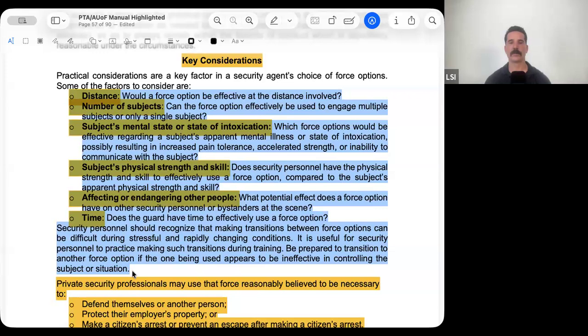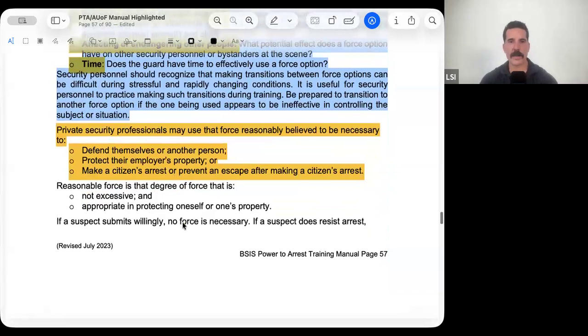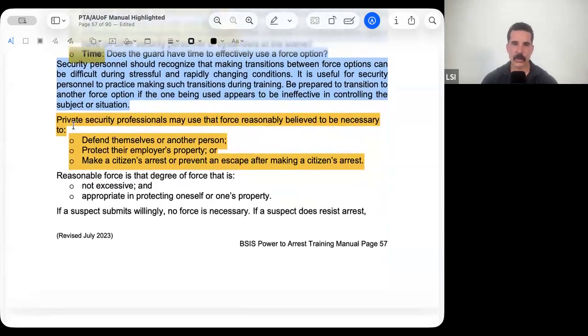Security personnel should recognize that making transitions between force options can be difficult during stressful and rapidly changing conditions. It is useful for security personnel to practice making such transitions during training. Be prepared to transition to another force option if the one being used appears to be ineffective in controlling the subject or situation. All right, then after that, we're going to highlight the whole next part.